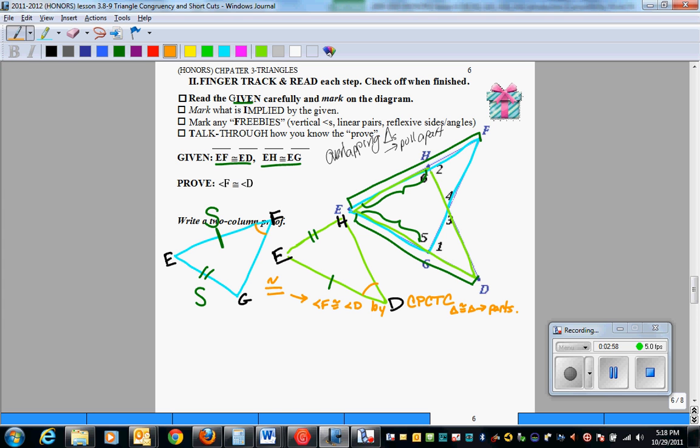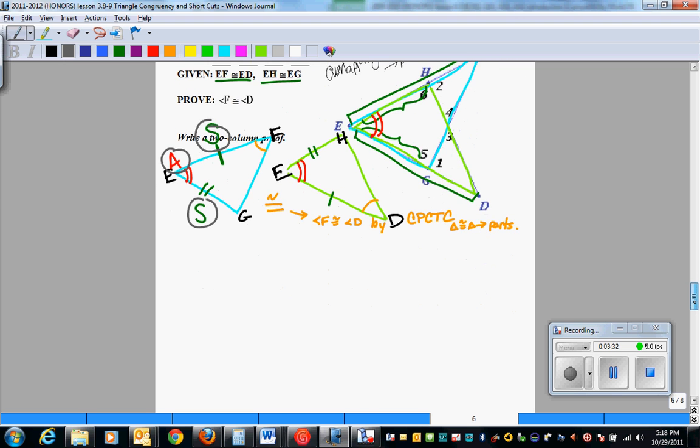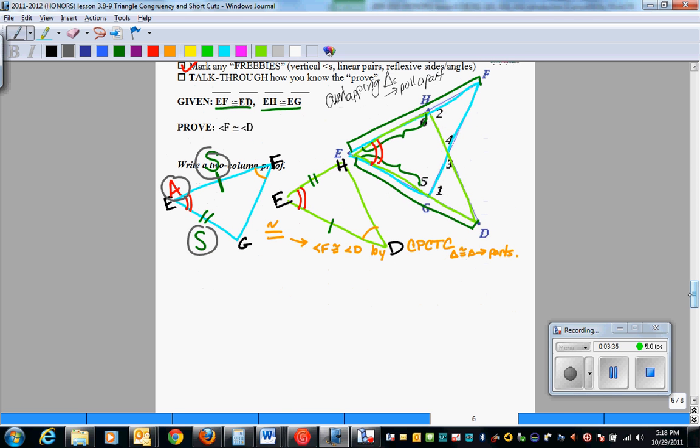So let's see what else is implied. We've done the given. We're going to talk about implied and freebies. If you look very carefully, we can see that angle E is shared by both triangles. So let's mark that on the pulled-out triangles. Aha! Now it's quite easy to see why these triangles are congruent: because of side, angle, side. And if the triangles are congruent, the parts are congruent. So we're going to write a two-column proof that heads up side, angle, side.